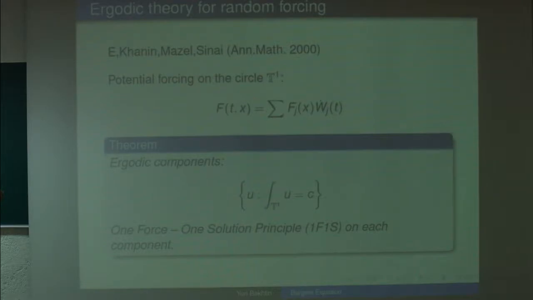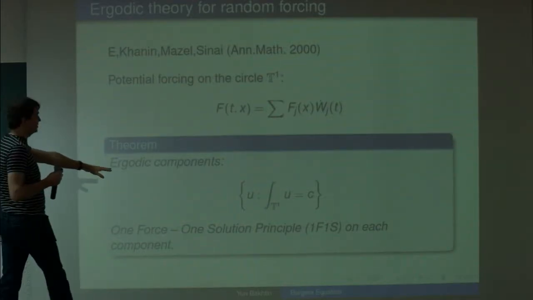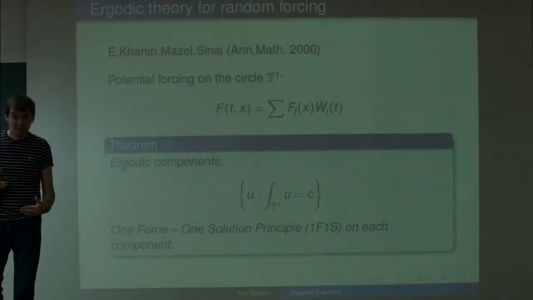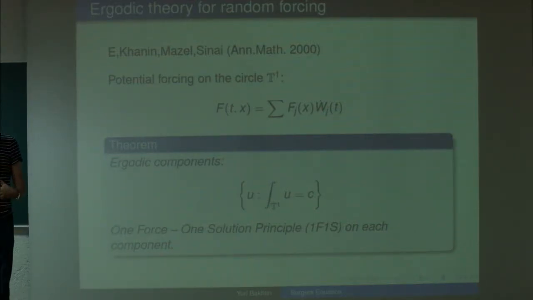But other than that, each of those sets forms an ergodic component. On each of those ergodic components, there is a unique stationary distribution for the Markov process. If you start with some initial condition, over a long time you will converge to that distribution. But moreover, that distribution can be described in terms of a one force one solution principle that I will have to explain now.